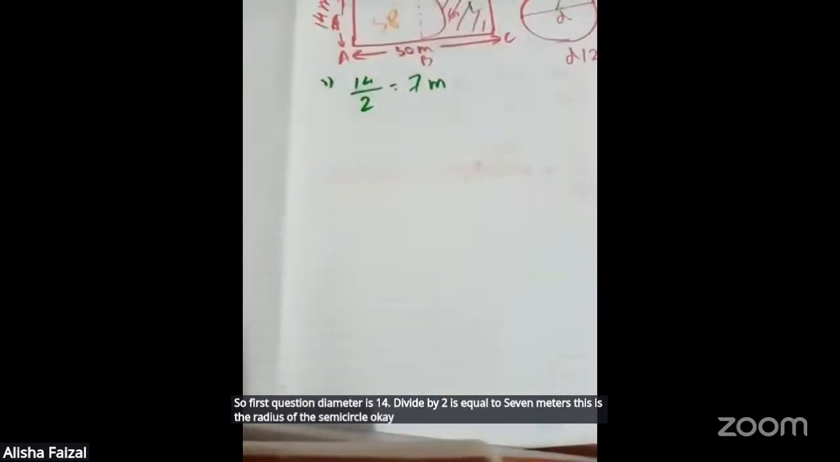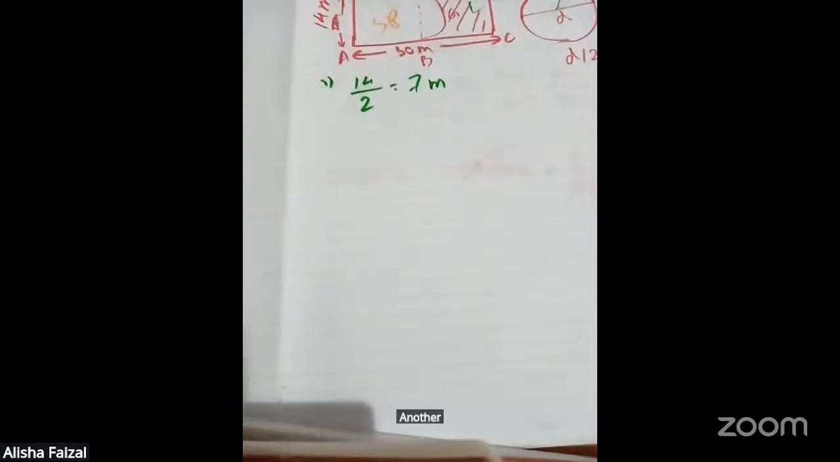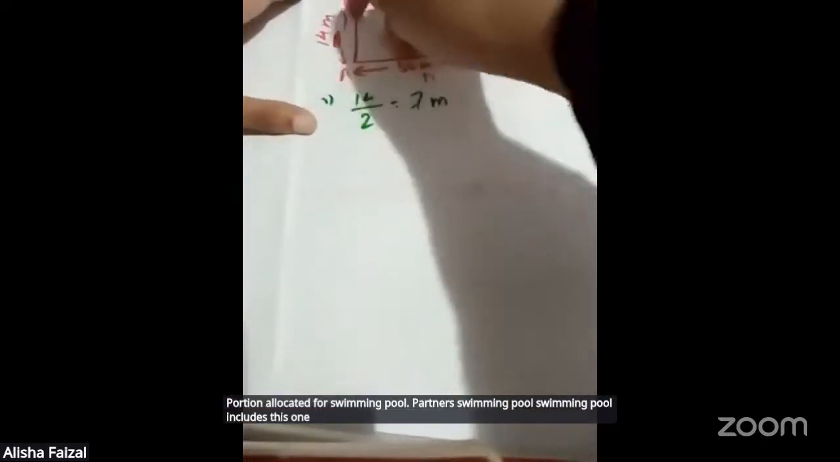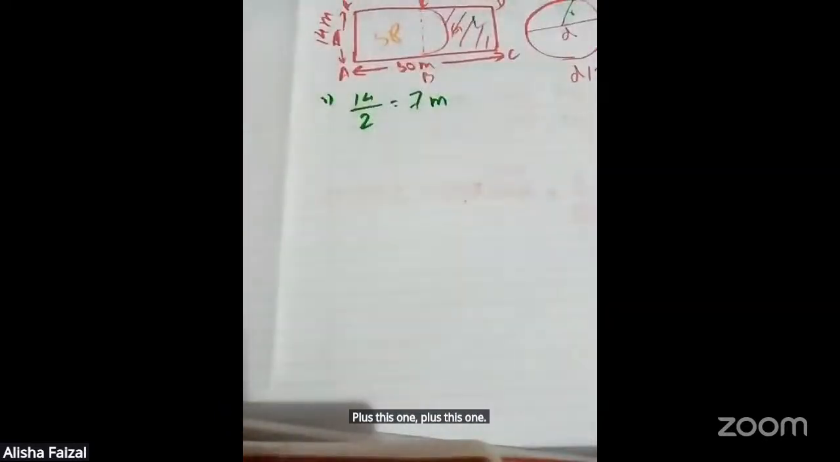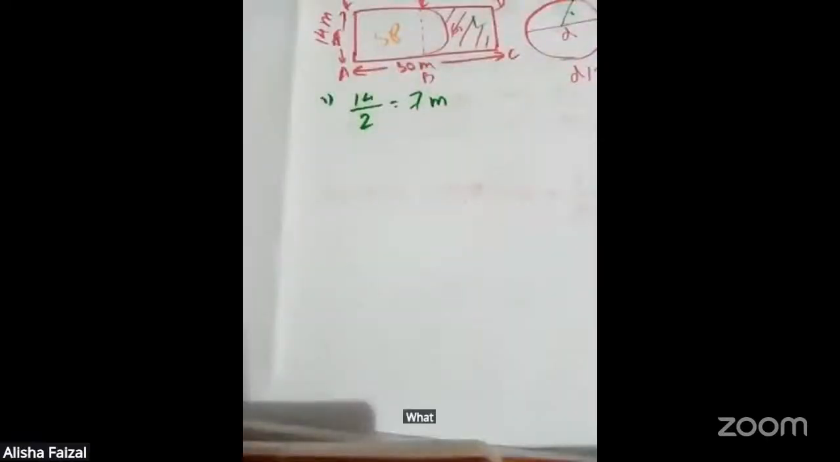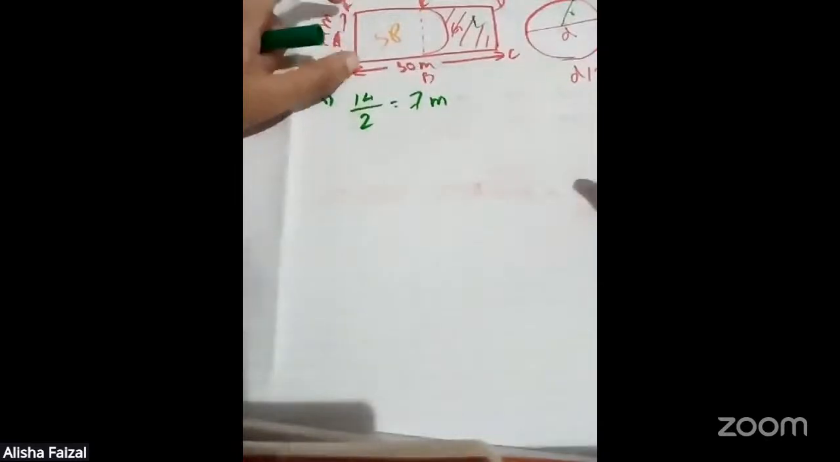Okay, we move on to the next question. Find the perimeter of the portion allocated for the swimming pool. What did we say the swimming pool includes? It includes this one, plus this one, plus this one, plus this one. All of them together is the perimeter of the swimming pool. Shall we add all this?